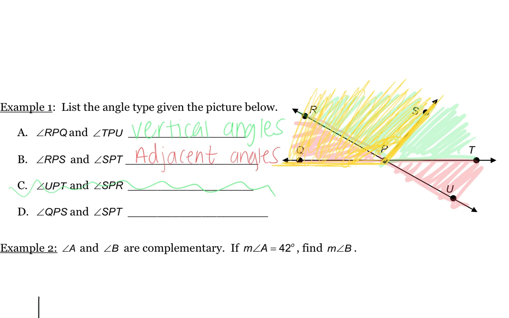They're touching each other. If you look at these two angles, they're touching, but they're also forming that straight line. And so I'm going to call this a linear pair.